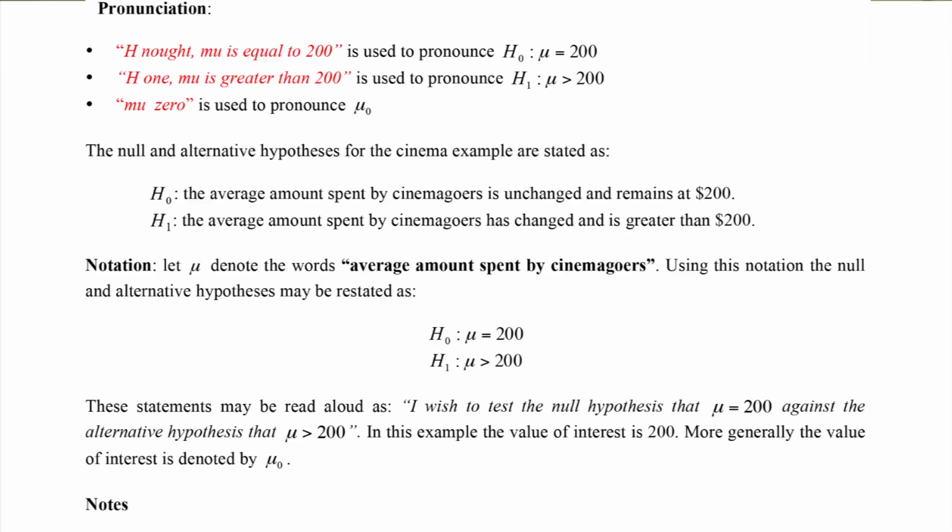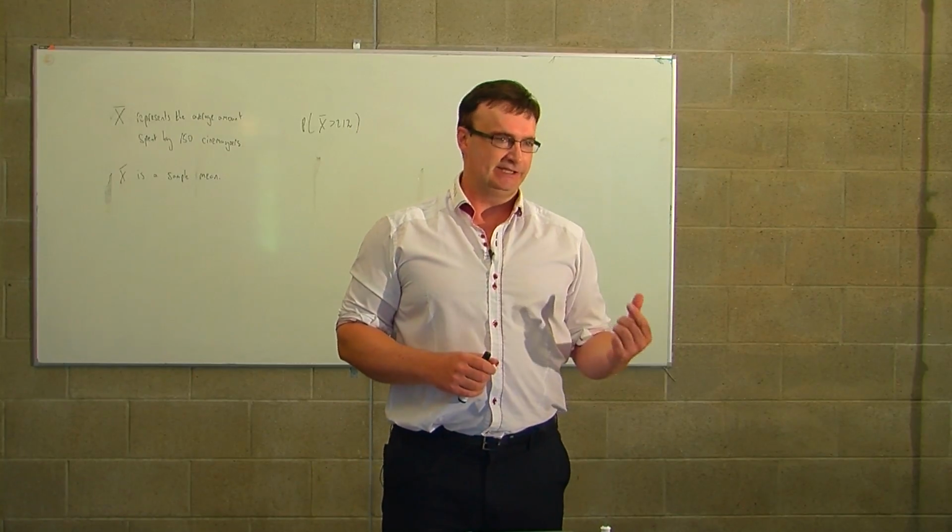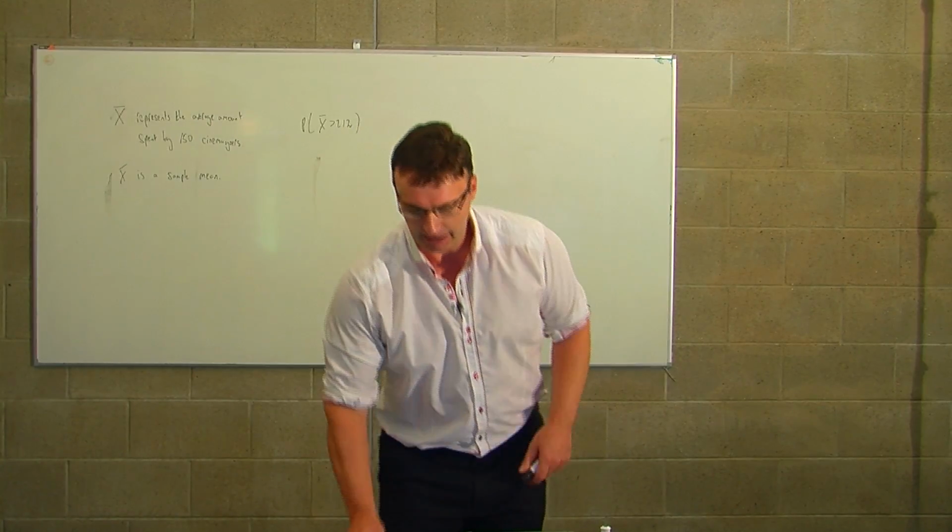More notation, people. Let mu denote the average amount spent by cinema goers. Using this notation, the null and alternative hypotheses can be restated as H0: mu equals 200, H1: mu is greater than 200. Mathematicians, we don't like English words. We like to summarize information, nice, quick, and easy. I mean, check this out.